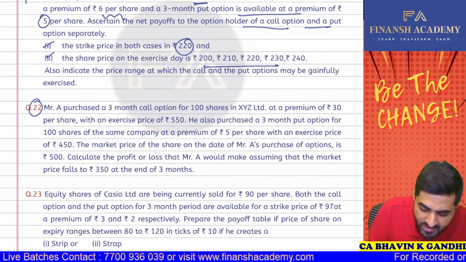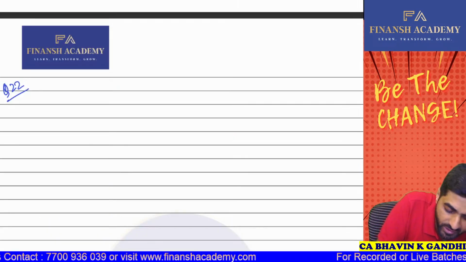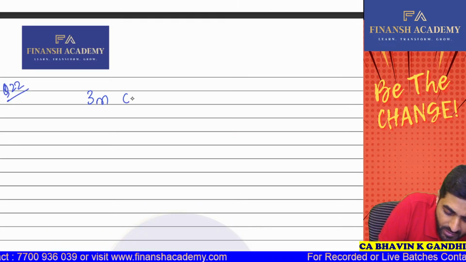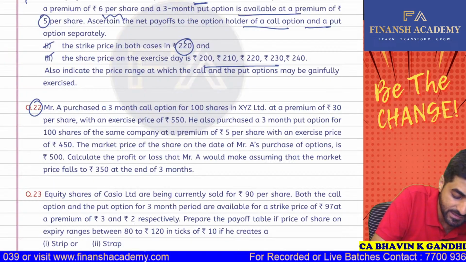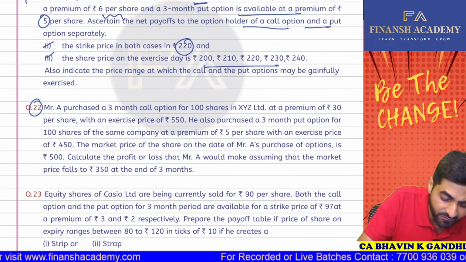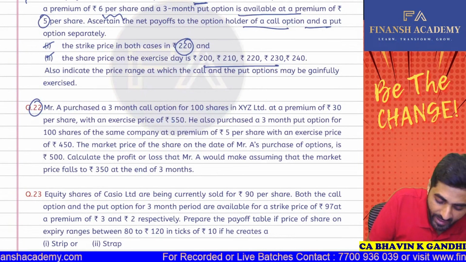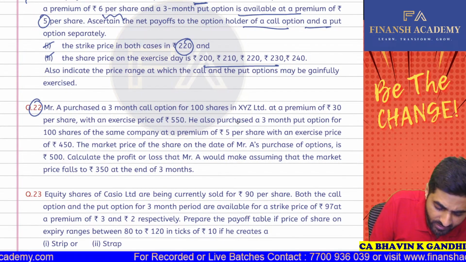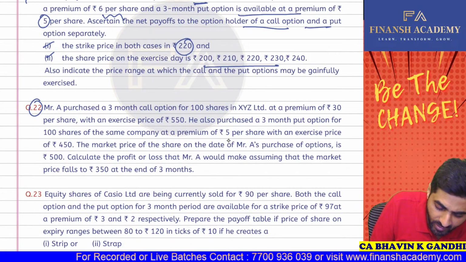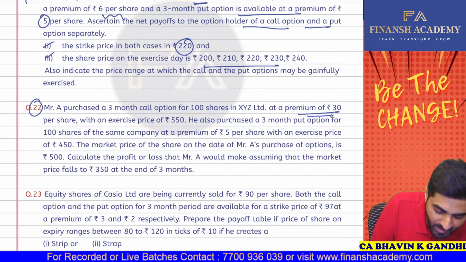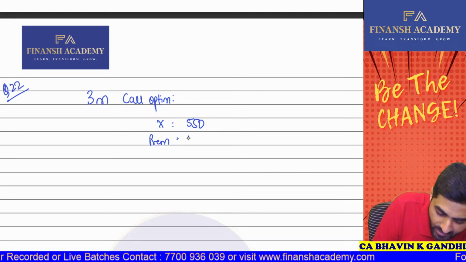So here in this particular case, you all can just check that there is a 3-month call option, and this 3-month call option actually has a strike price of 550. So we have a strike price of rupees 550. But first of all, how much premium is he paying? He is paying a premium of rupees 30 per share. Fine, no problem. So the premium paid is rupees 30.